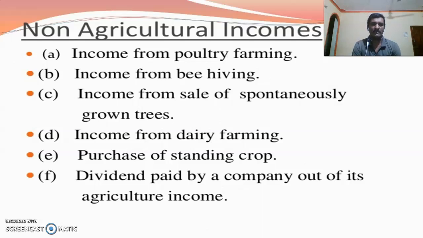The examples for that are income from poultry farming, income from beehive, income from sale of spontaneously grown trees, income from dairy farming, purchase of a standing crop, and dividend paid by a company out of its agricultural income. These are the few popular or the important examples for the non-agricultural incomes.